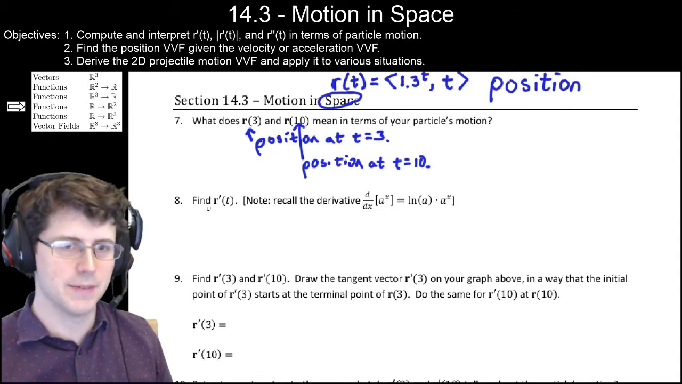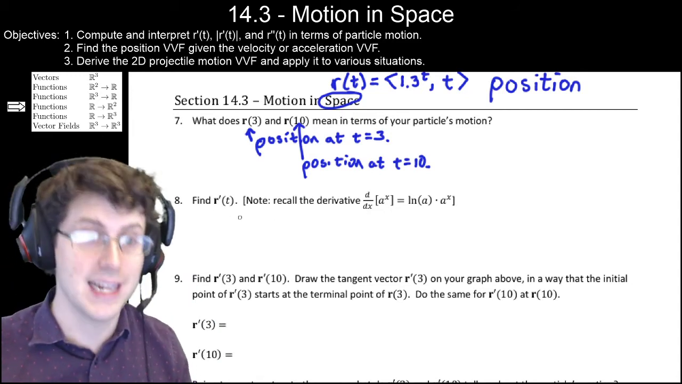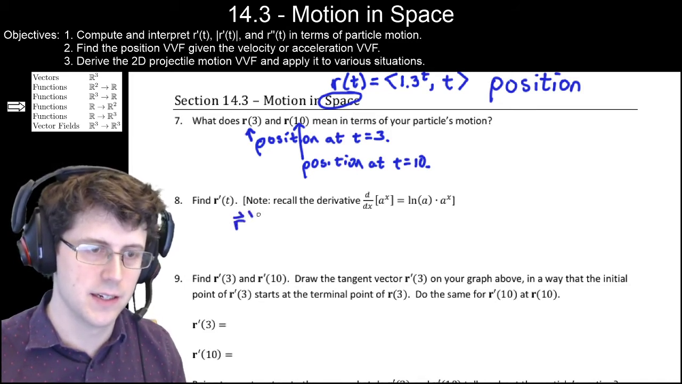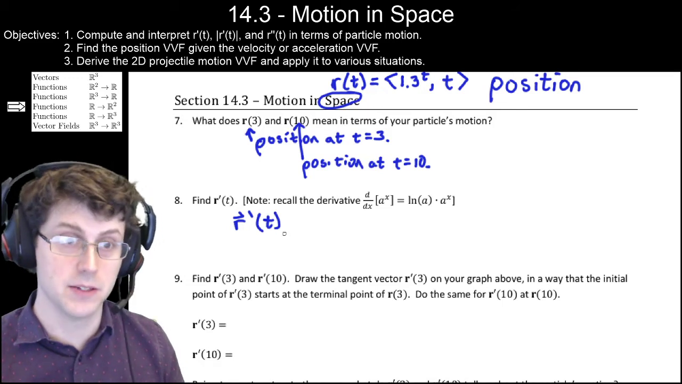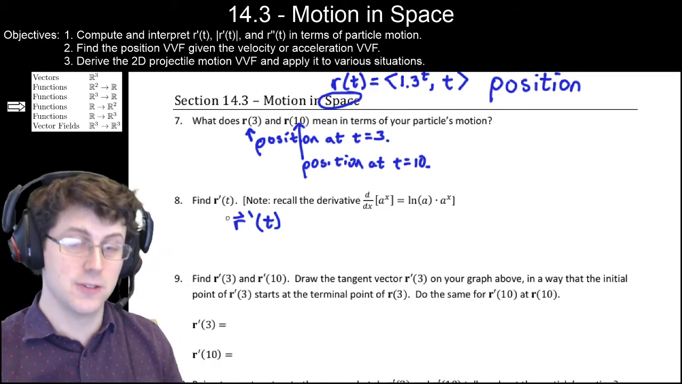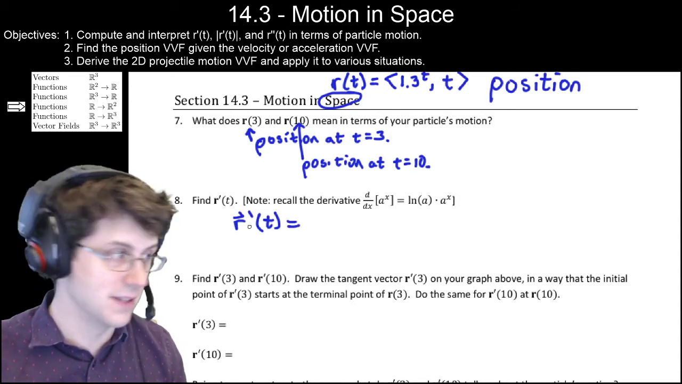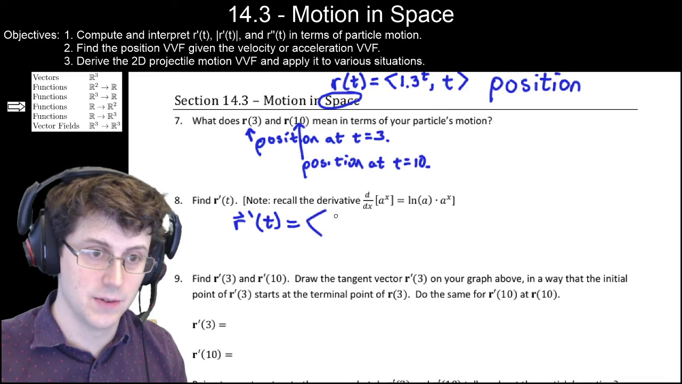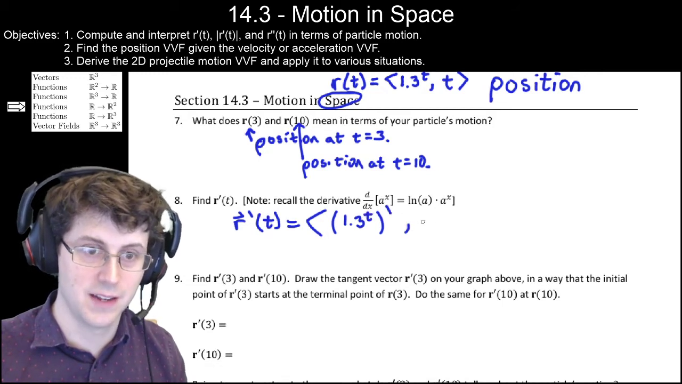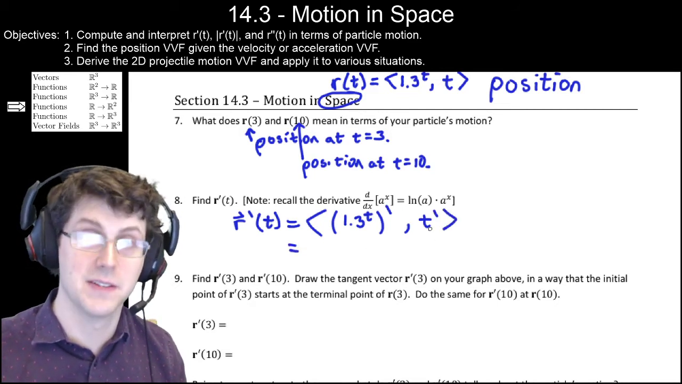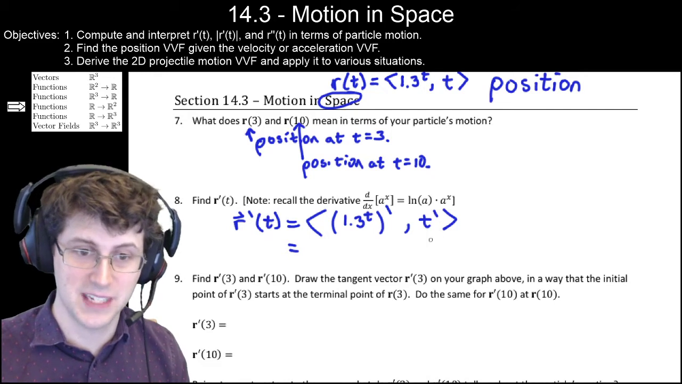Okay, then we'll find R prime of t. Remember that R prime of t gives you velocity vectors. So how do we do R prime of t? The way we learned to do basically all calculus in section 14.2 is any calculus thing you want to do to a vector valued function, you do it to each component. So to take the derivative of this vector valued function, I'll take the derivative of the first component and the derivative of the second component. Well, what's the derivative of t with respect to t? The derivative of t with respect to t is 1.